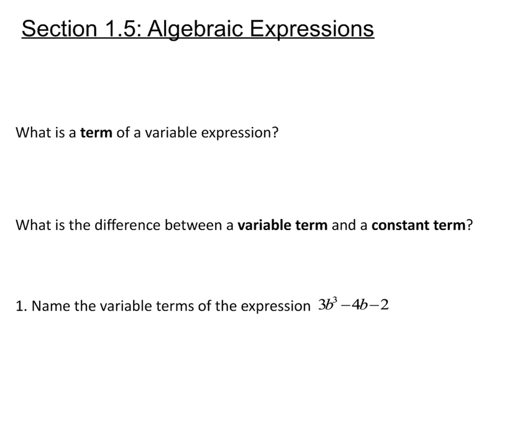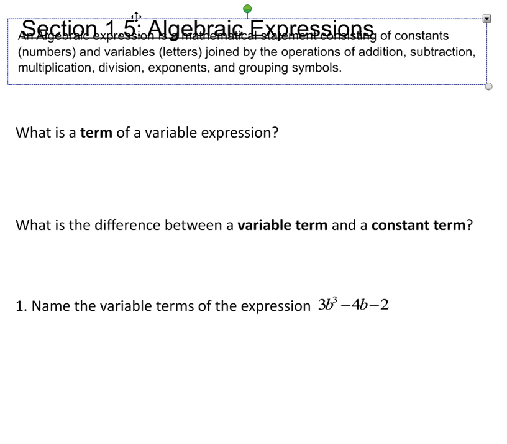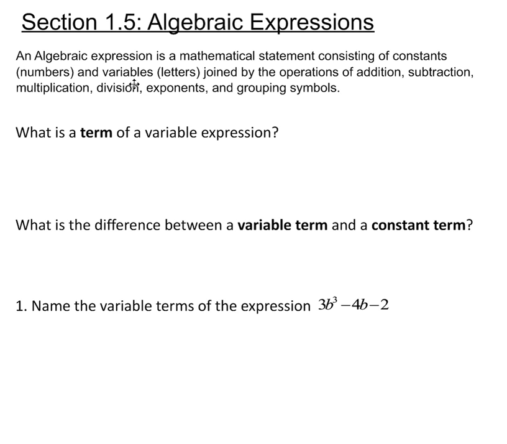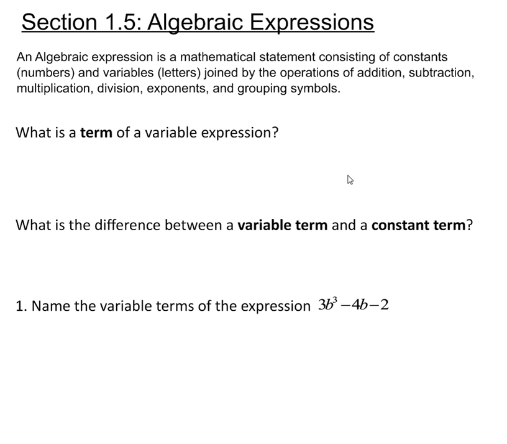Hello everybody. We're in section 1.5, algebraic expressions, and our first job is to define a few things. So when we say algebraic expressions, what do we mean? Well, by definition, an algebraic expression is a mathematical statement consisting of constants, which are numbers, variables, those are the letters, joined by operations of addition, subtraction, multiplication, division, exponents, and grouping symbols, by which we mean parentheses, brackets, and the like.